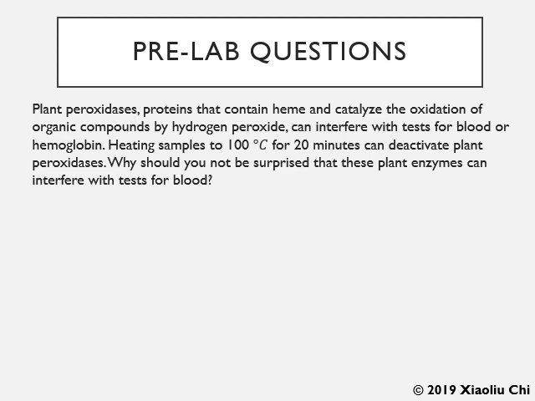Pre-lab questions. Question 1 asks you, why should you not be surprised that plant enzymes can interfere with tests for blood? We have shown in the mechanism slides, it is the porphyrin iron molecule or the heme that catalyzes the redox reaction. The blood sample contains heme and therefore it will give you a positive test. But if a plant enzyme oxidizes like the protein that contains heme, it must also give you positive results.